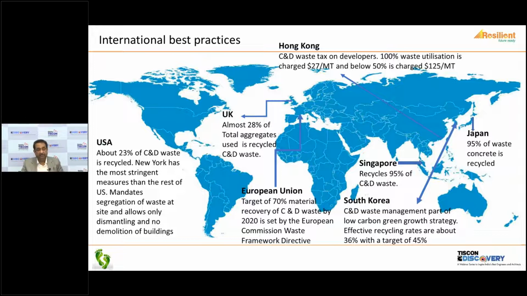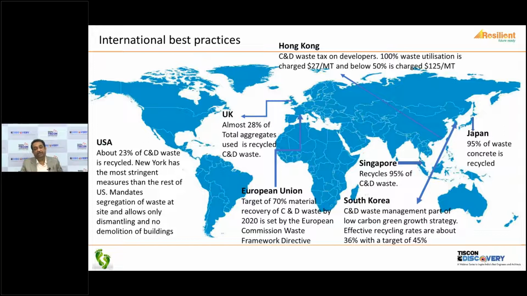Coming down to the Asian part of the globe, Hong Kong has got an interesting model. Now, there is a C&D waste tax on developers. A project which can achieve 100% waste utilization is charged $27 per metric ton. And when your recycling is below 50%, then you have to pay $125 per metric ton. And this is a very clear incentive and a very clear penalty for people. So it's encouraging more and more developers to do recycling. In South Korea, they were one of the first people to start on the recycling of C&D.